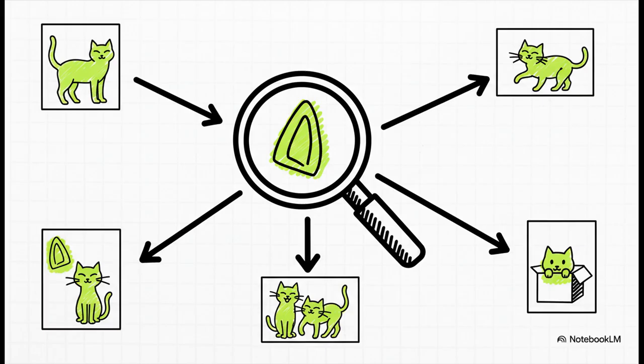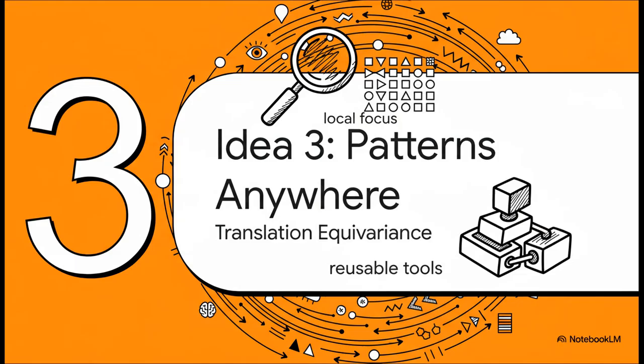This is the absolute foundation of how a CNN can generalize to new images. So we have a local focus from sparse interactions, and we have reusable tools from parameter sharing. Our third big idea isn't really something new we add. It's this powerful property that just sort of emerges when we combine the first two. It's called translation equivariance, and it's the reason CNNs just feel so intuitive.